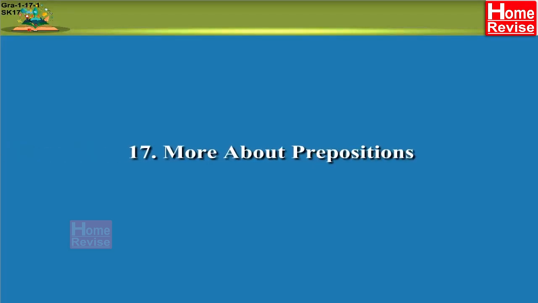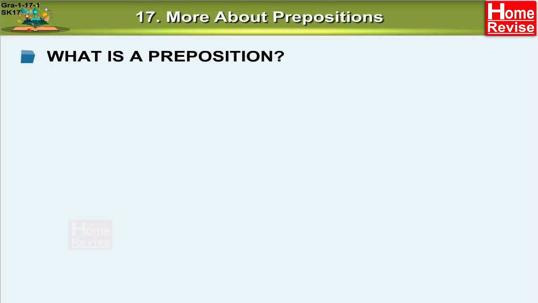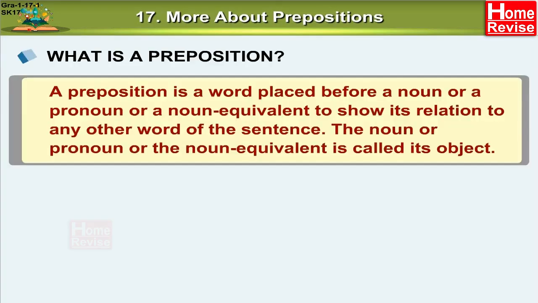Chapter 17. More about prepositions. What is a preposition? A preposition is a word placed before a noun or a pronoun or a noun equivalent to show its relation to any other word of the sentence. The noun or pronoun or the noun equivalent is called its object.